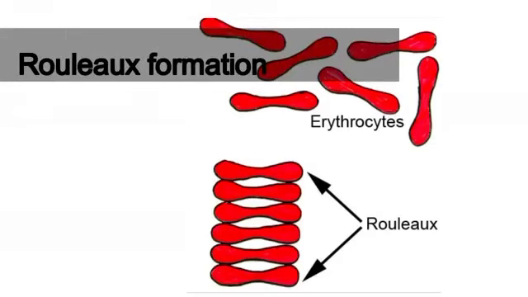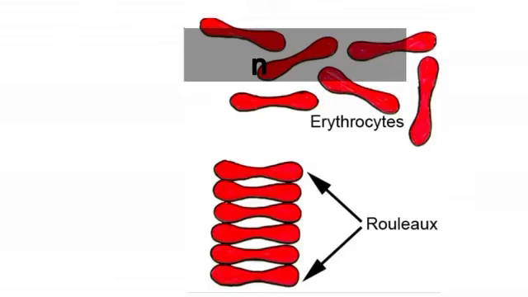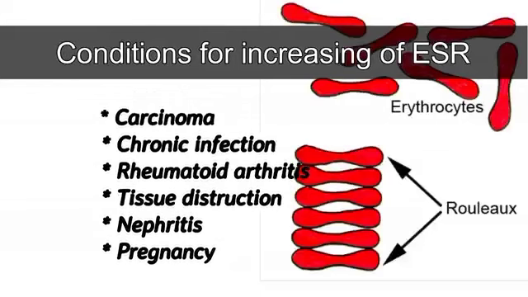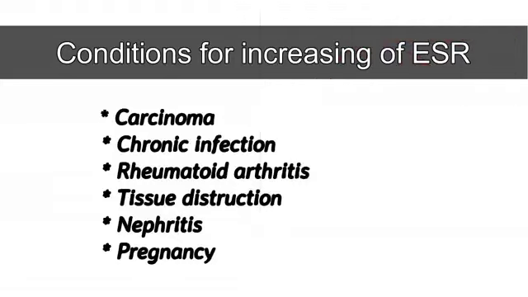sediment faster. For example, in inflammatory conditions, the fibrinogen, other clotting proteins and alpha globulins are positively charged, so they will stimulate the formation of rouleaux. So it will cause an increase of ESR. Here are some examples for increasing of ESR: carcinoma, chronic infection, rheumatoid arthritis, tissue destruction, nephritis and other kidney diseases, pregnancy.